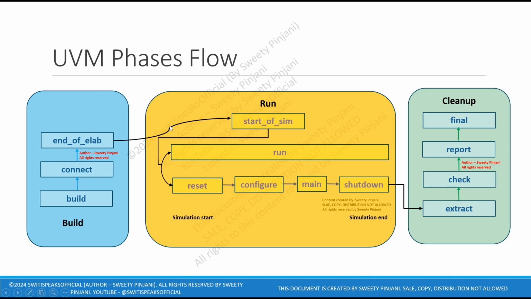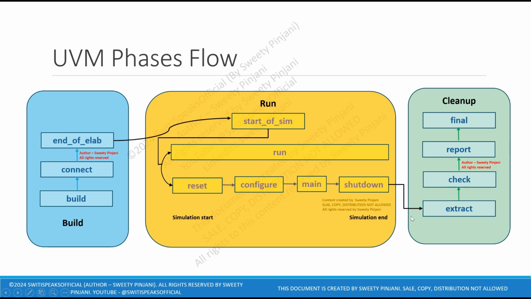Simple to understand with the help of this diagram. Build, in which there were three C's: construct, connect, configure. After build, we will go to run, in which start of simulation is happening. After that, two things will happen in parallel. One is run and another is the sequence: reset, configure, main, shutdown. Whenever this run and this sequence start together, that is simulation start. And whenever both of them end, which is not necessarily together, then the simulation will end.